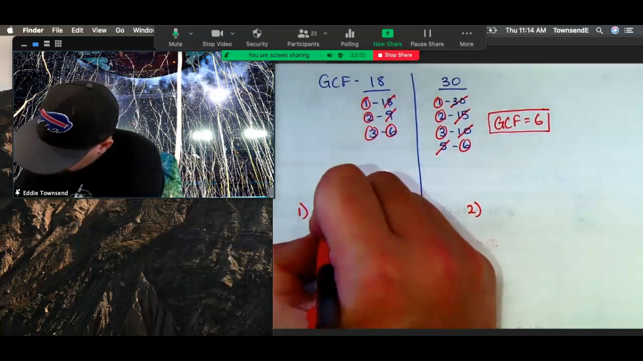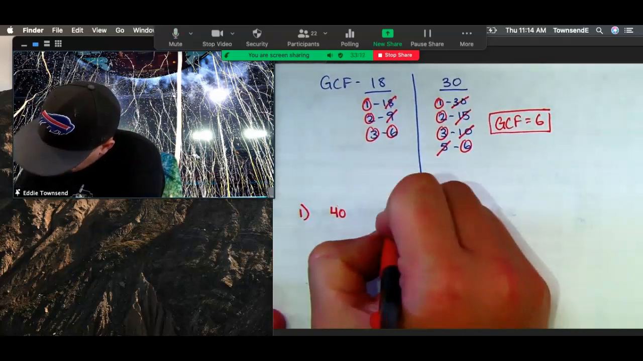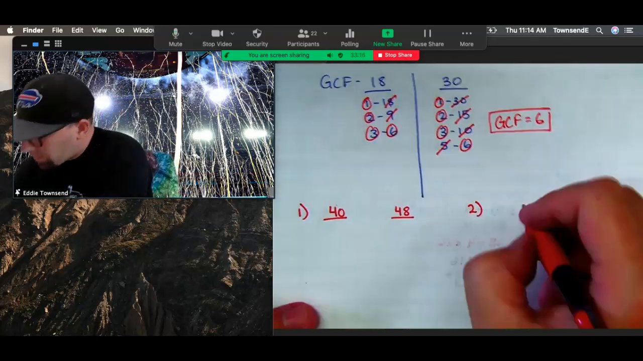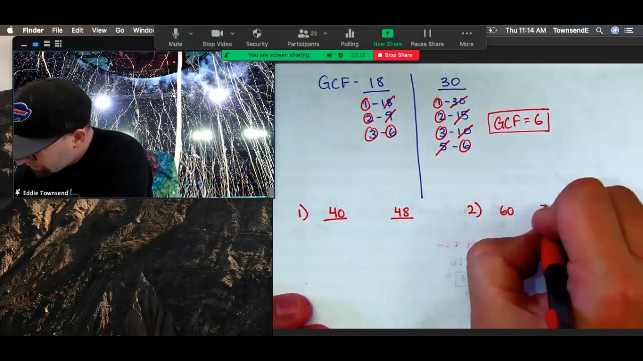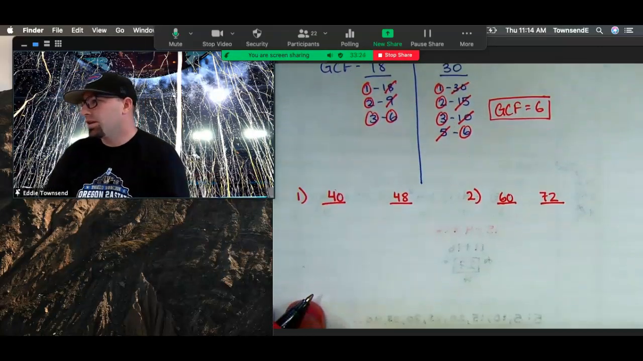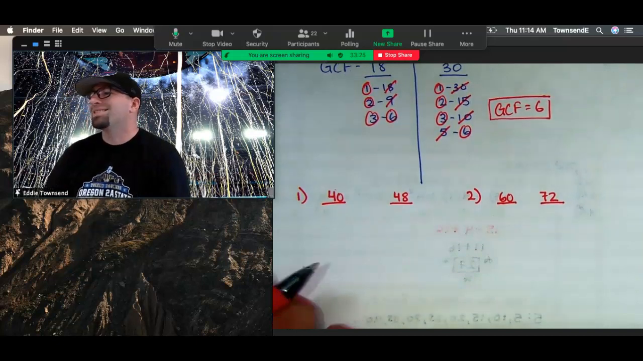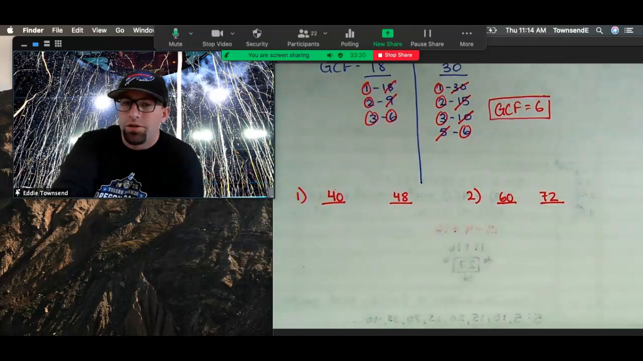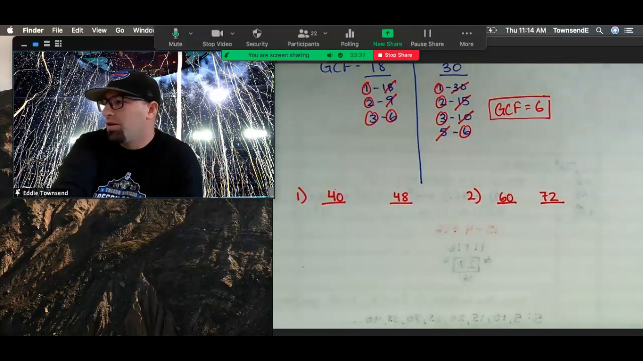So we're going to go 40, 48, and then we're going to go 60, 72. So find all the factors of those numbers, okay? And you're going to find the greatest common factor. I'll call you back in a few minutes. In your groups, get started on your marks. Get set. Go.